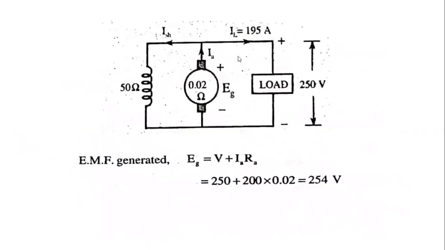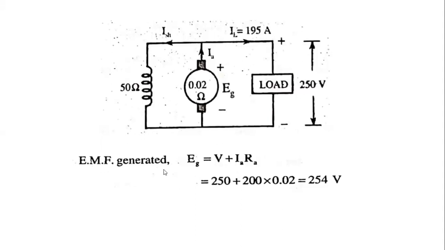This is the shunt generator diagram. This is the armature and this is the shunt field winding. The shunt field resistance is 50 ohms and the armature resistance is 0.02. This is the EG and IA. At this point, this IA current is divided into two directions, ISH and IL. And this is the voltage across the load, that is 250 volts.